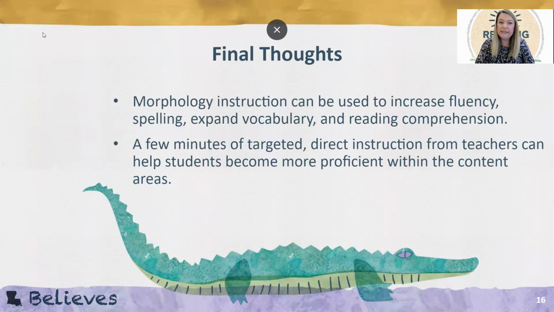So just some final thoughts. Morphology instruction can be used to increase fluency, spelling, expand a student's vocabulary, and to improve reading comprehension. A few minutes of targeted direct instruction from teachers can help students become more proficient within the content areas. And this is not something you should be spending, or can spend, 20, 30 minutes a day on. This is something that if you have 5 to 6 minutes a day, or 5 to 6 minutes, even 3 times a week, it can be very powerful in helping the students better read and understand your content area text.